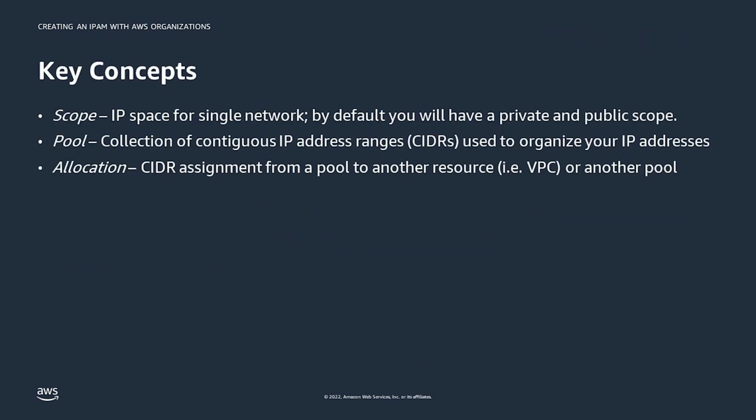Let's cover some key concepts in IPAM. First, there is the scope. This is your IP space for a single network. By default, we provide you a private scope and a public scope to cover all of your private space and public space respectively. Then there is a pool, which is a collection of contiguous IP address ranges or CIDRs used to organize your IP addresses. This will be one of the main constructs we are using throughout the use of IPAM. And then there is an allocation, which is a CIDR assignment from a pool to another resource. So think about assigning that CIDR block to your VPC, for example.